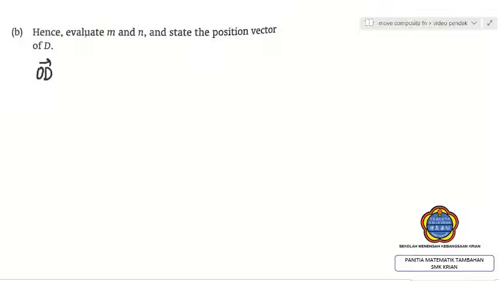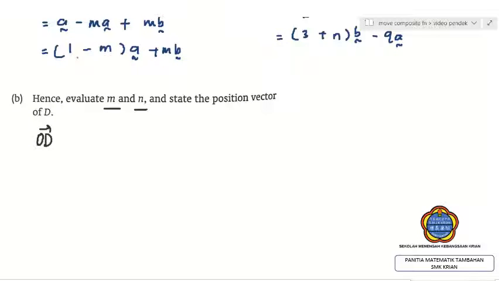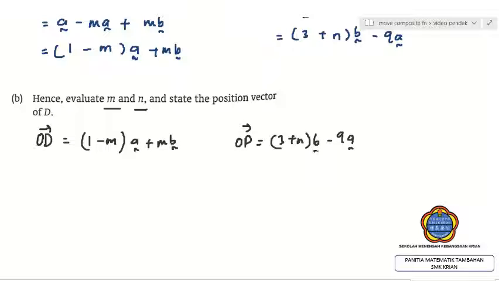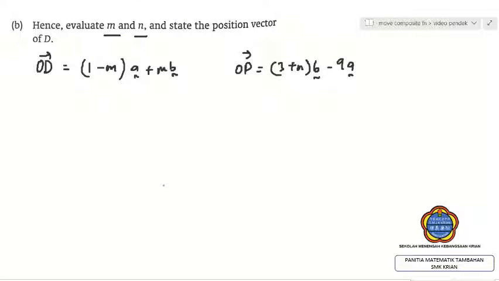Okay, evaluate M and N. From question A, we get the answer OD is equal to 1 minus M bracket A plus MB, and one more answer, OD in terms of N, 3 plus N bracket B minus 9A. So how to count the value of M and N? What is meant by evaluate?